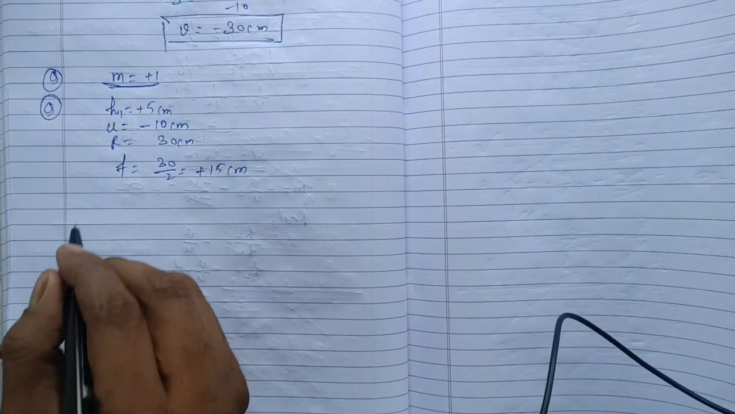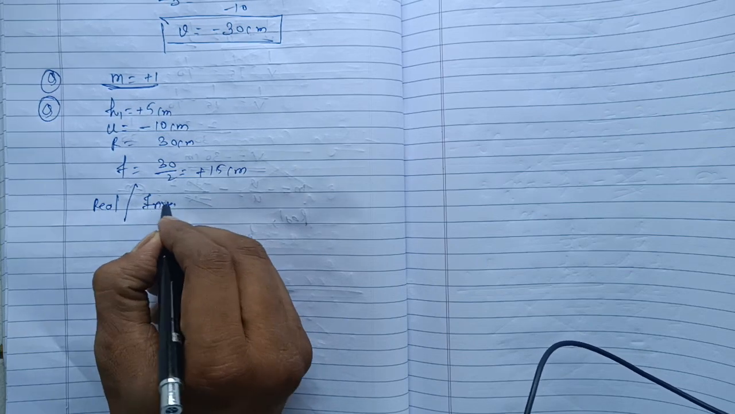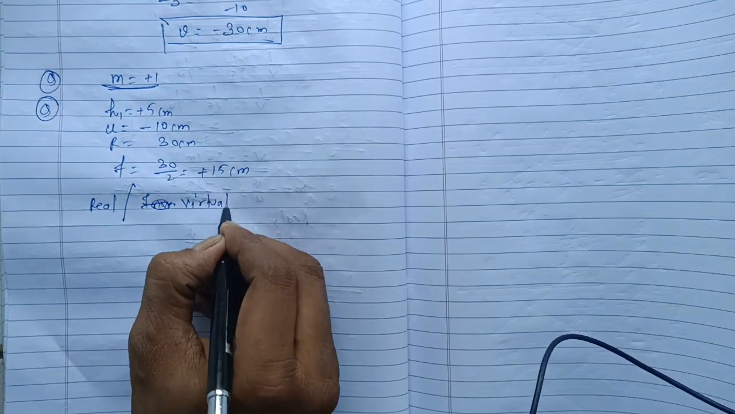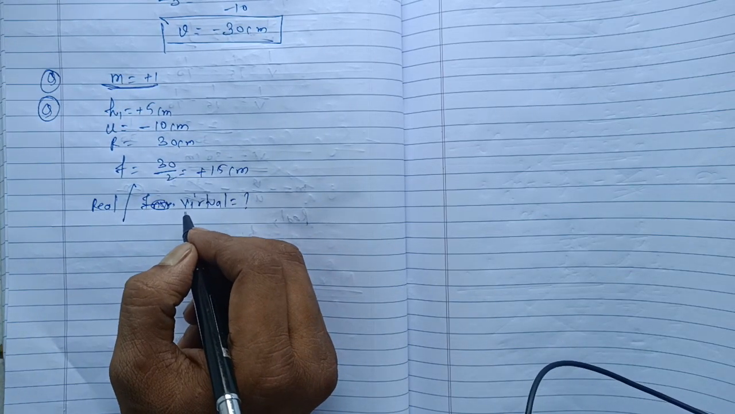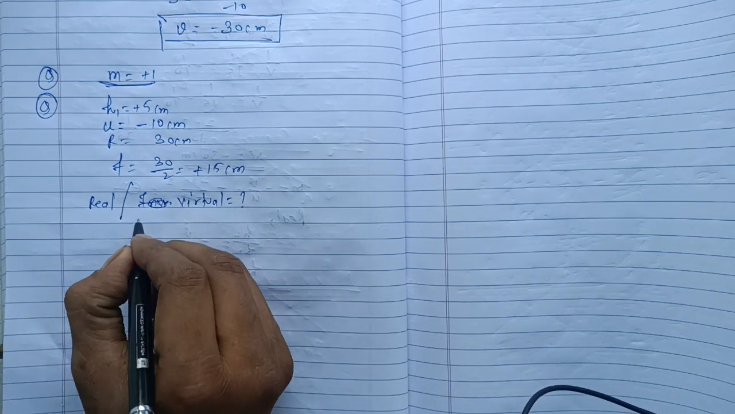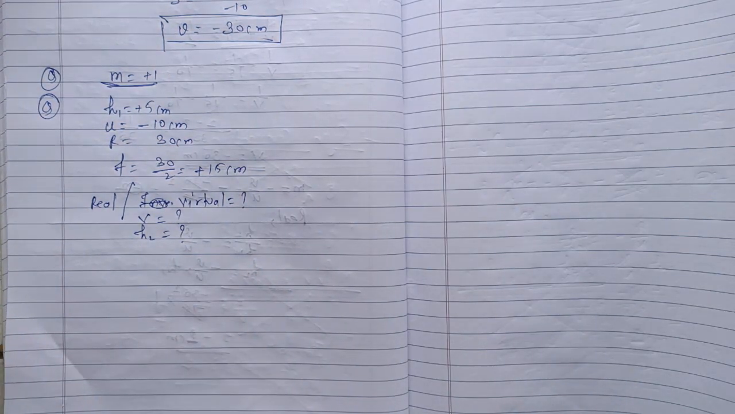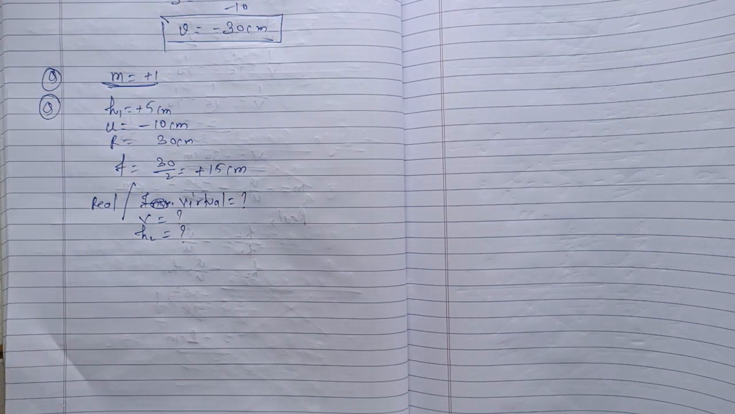We need to find the nature, that is, what the image is: real or inverted or virtual. This is the first thing we need to find. Then we need to find the position, that is the image distance, and the size, that is the height of the image. These are the things that we need to find.